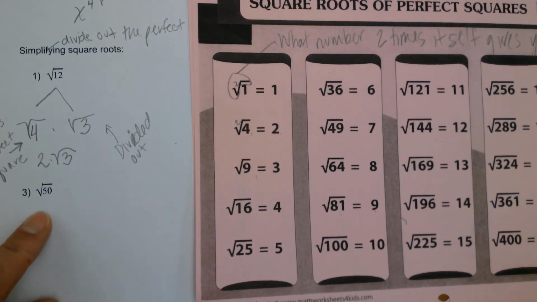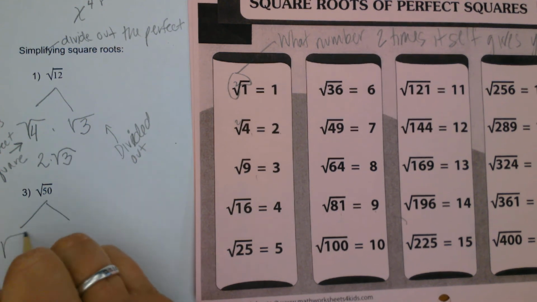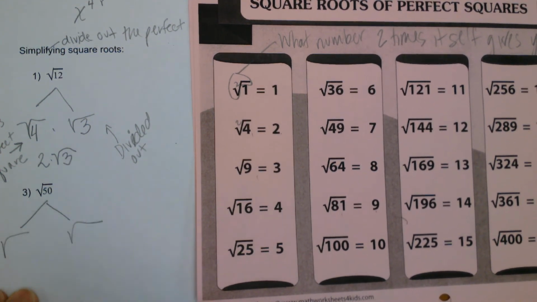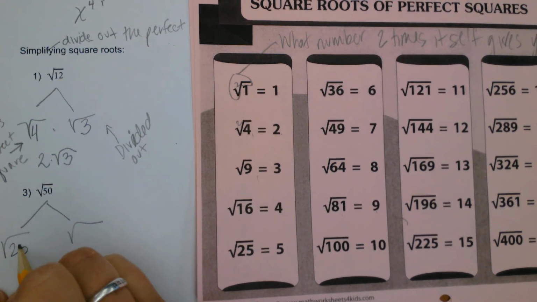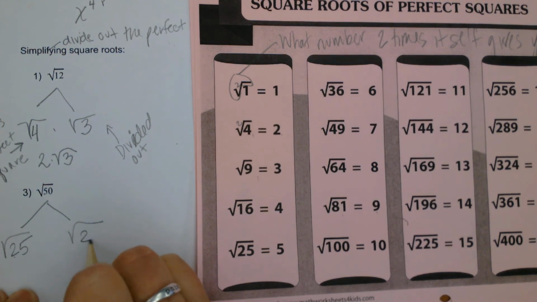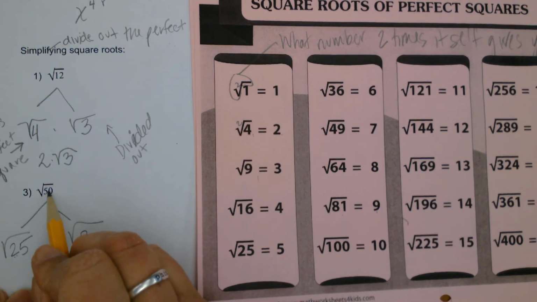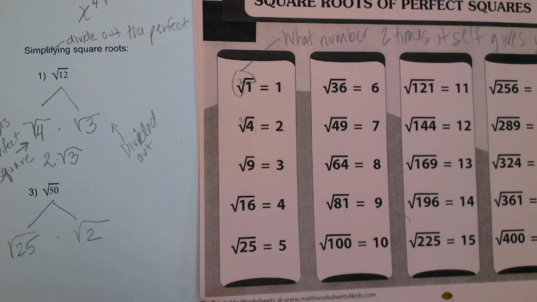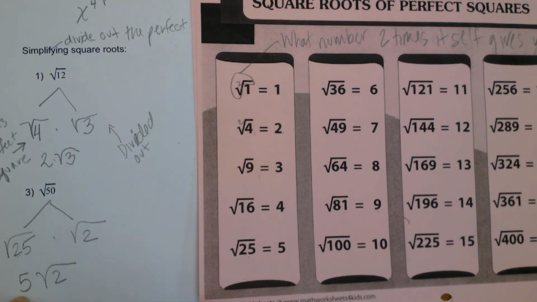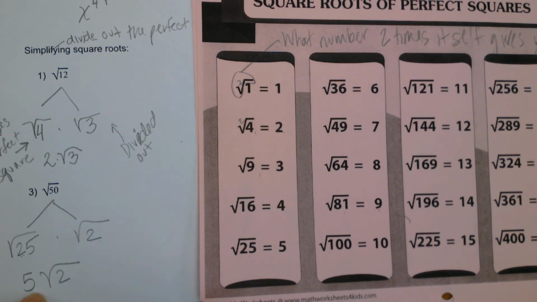Okay, let's try number 3, 50. So we need the largest perfect square and whatever we have to multiply to get back to 50. So you got it. It's 25. 25 times what? 2. 25 times 2 gets you back to 50. This is multiplication. What's the square root of 25? 5. Square root of 2. Please notice I didn't write 2 square roots, just this one.